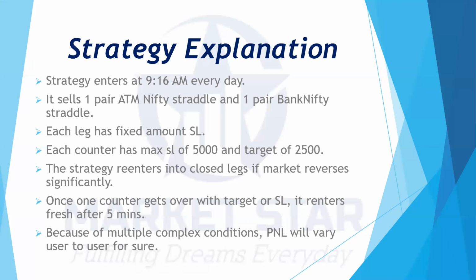Okay. Now coming to the next part of the strategy. We have discussed the exit criteria of the strategy: maximum loss 5,000, maximum profit of 2,500, and each leg has a stop loss. So suppose the market is going up and up.